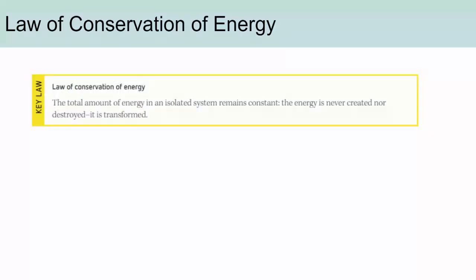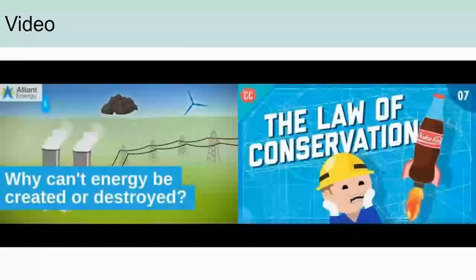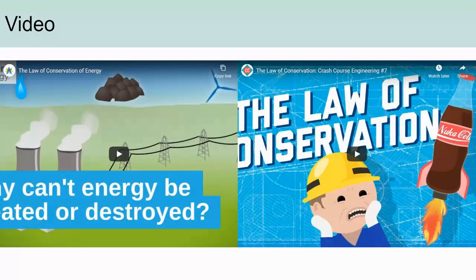Now the law of conservation of energy. The total amount of energy in an isolated system remains constant. Energy is never created nor destroyed, but in fact it is transformed within that system. We're going to be looking at both these videos here. On the left, we have just the law of conservation of energy. On the right, we're looking at a crash course in engineering. Okay, so just on the law of conservation itself.